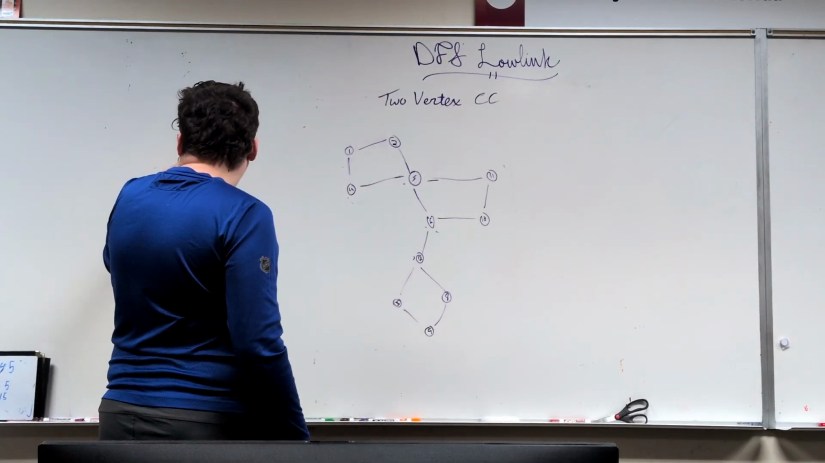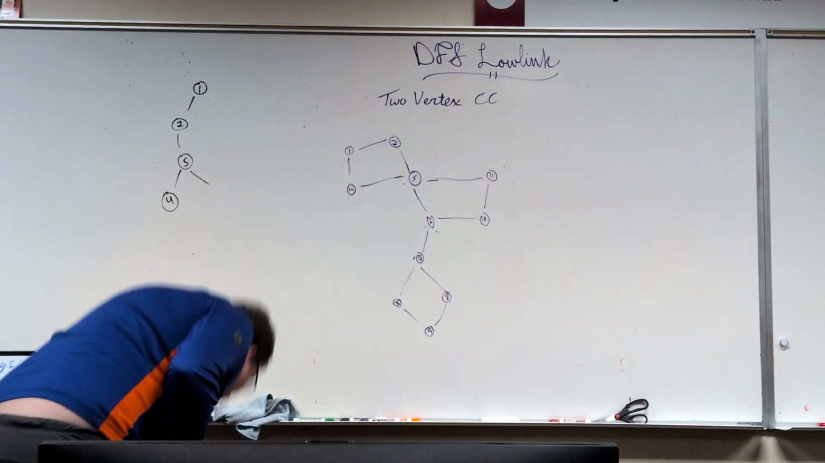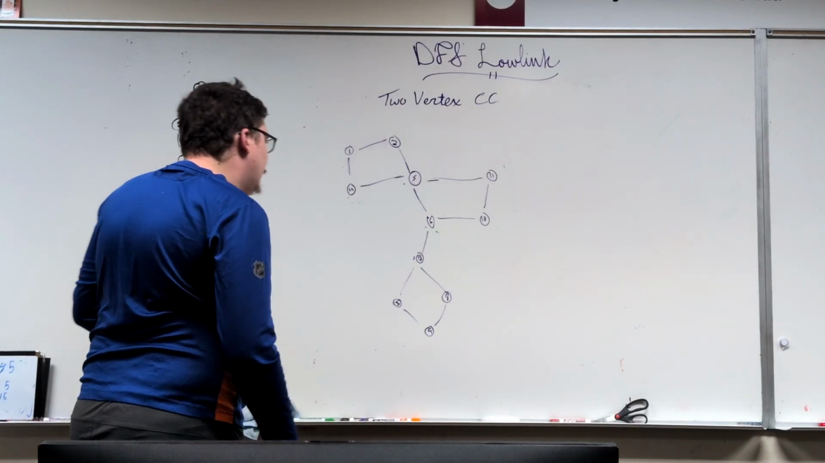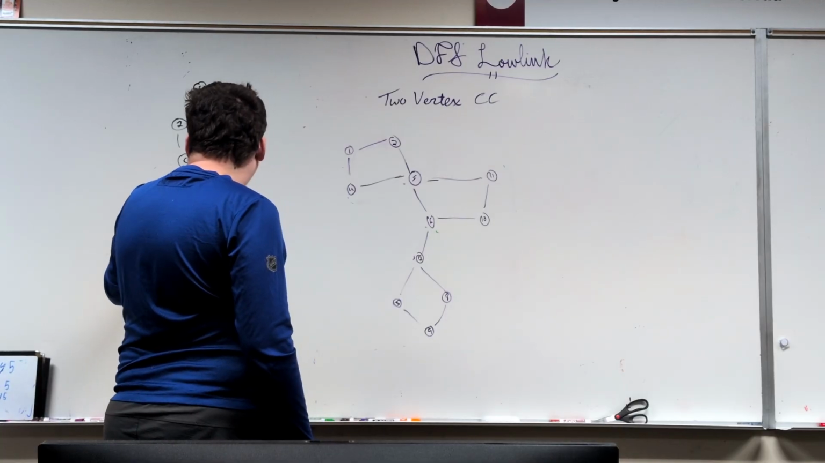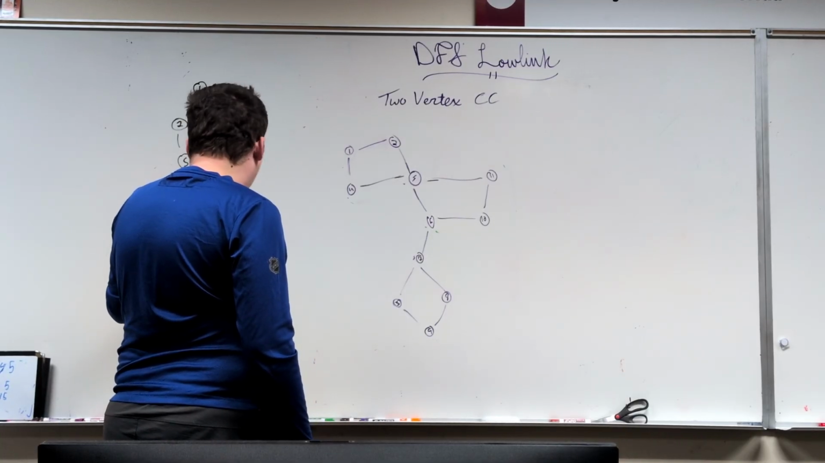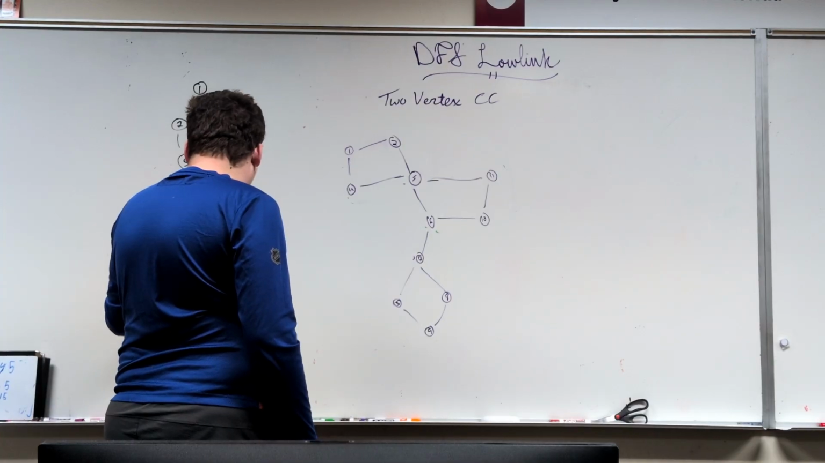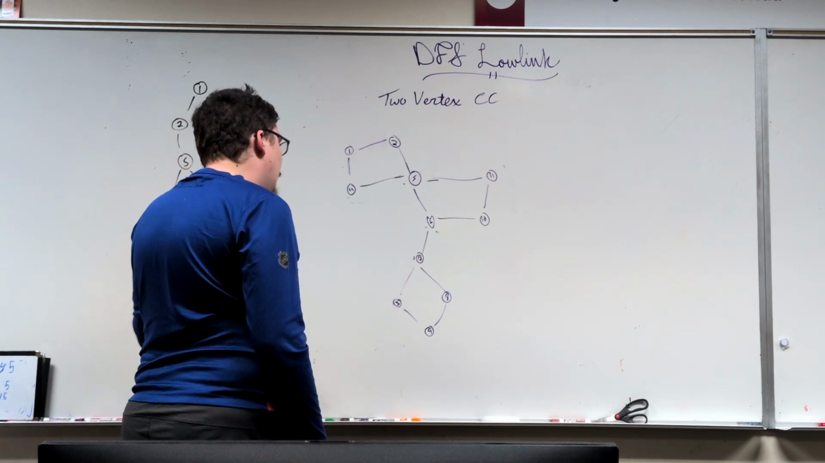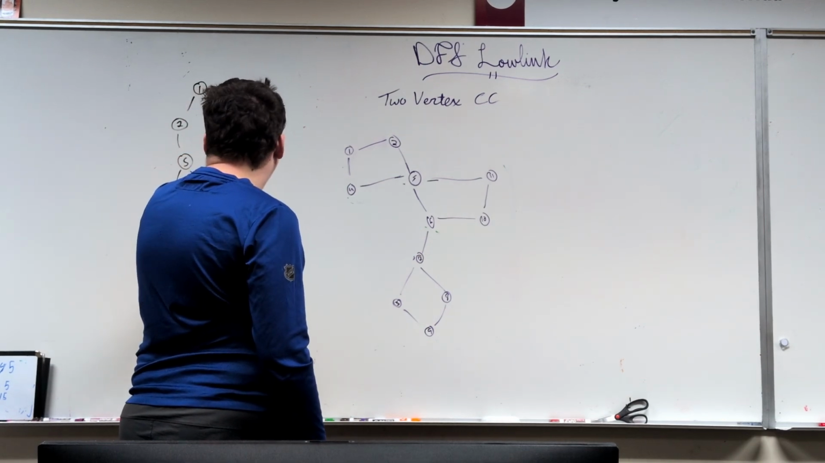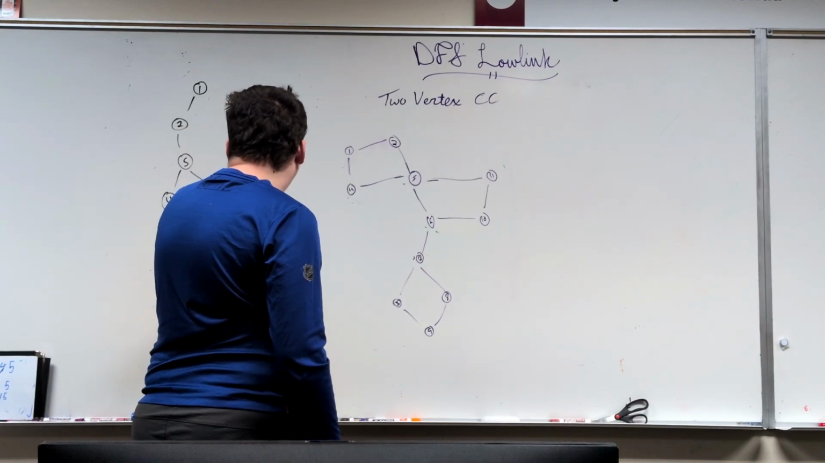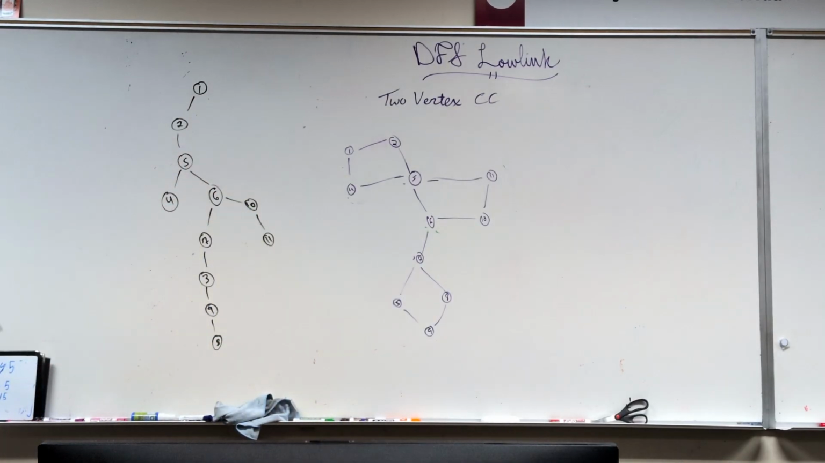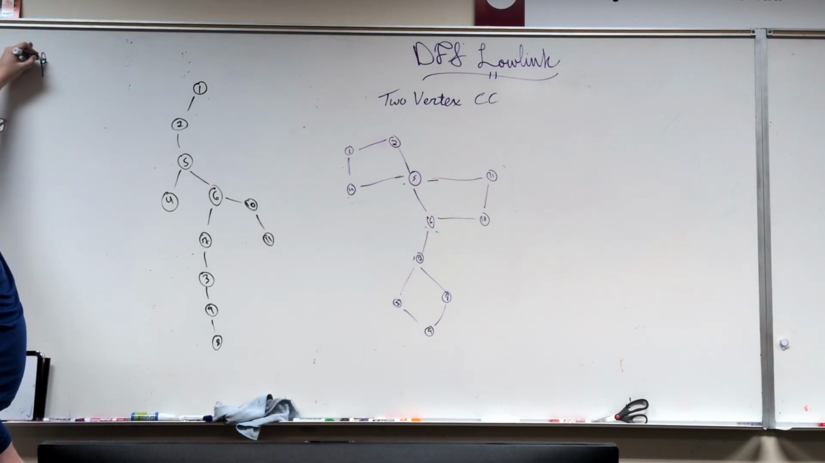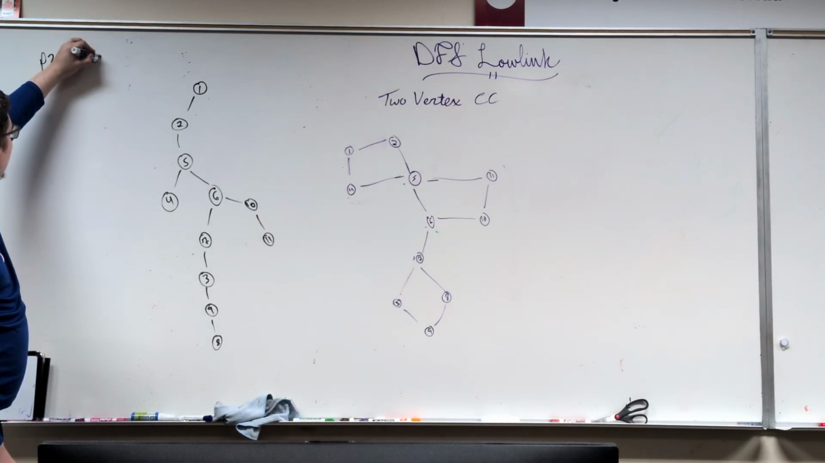So 5 can DFS to 6. 6 can DFS to 7. So this is our DFS tree for the current graph. And we're going to introduce two terms here. There is going to be our pre-order and our Lowlink.